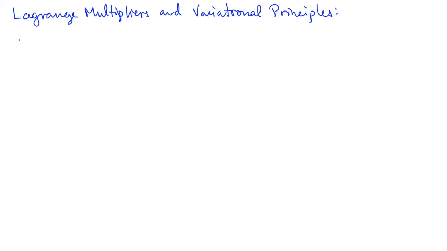Lagrange multipliers and variational principles. Now, we're going to talk about 2 classes. The 2 classes are going to be integral constraints and local constraints. So let's talk about integral constraints first.